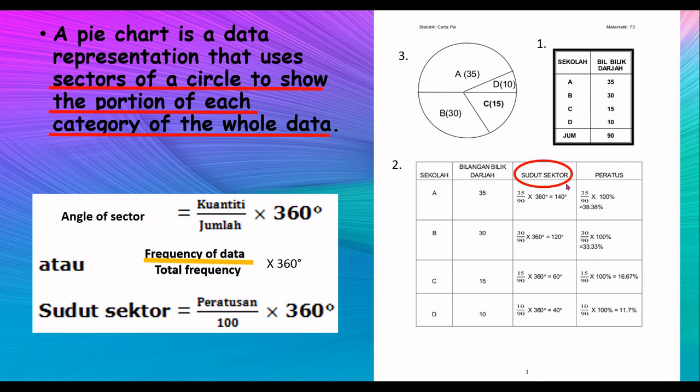Besides the angle of the sector, some questions will also ask for the percentage. But for the percentage, it is easier. You take the same portion, which means 35 over 90 times 100%, then you will get the percentage. Actually, percentage is more common information that we show using the pie chart. The angle of the sector is calculated for drawing the pie chart, but for the representation we usually use the percentage.